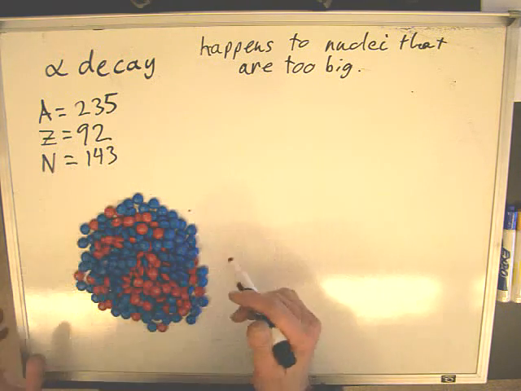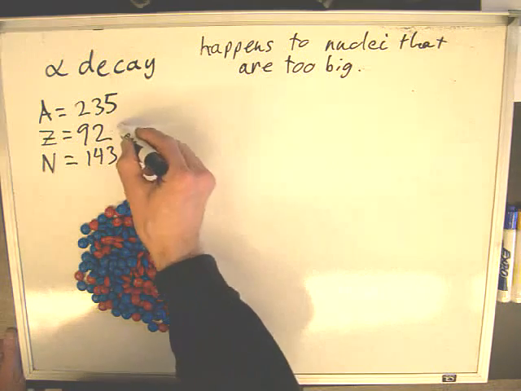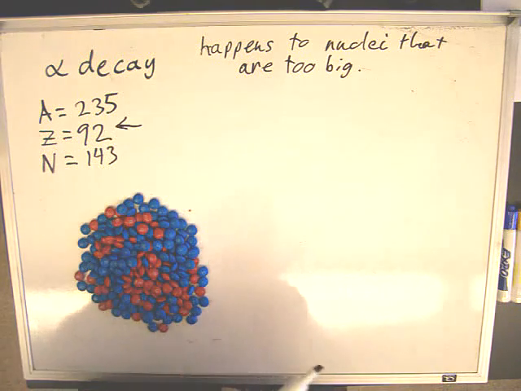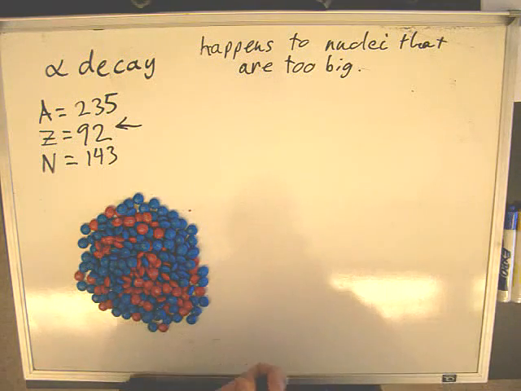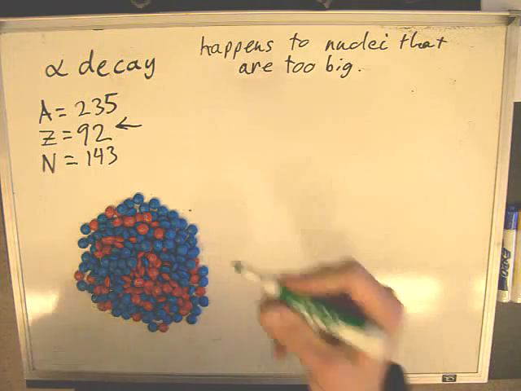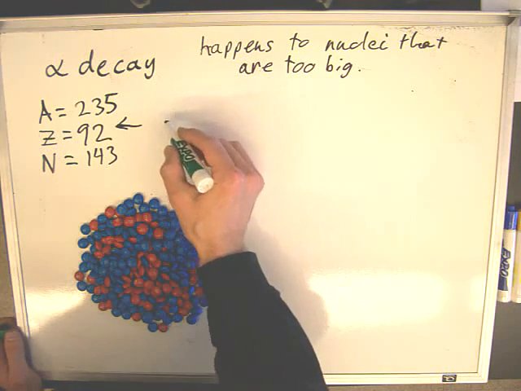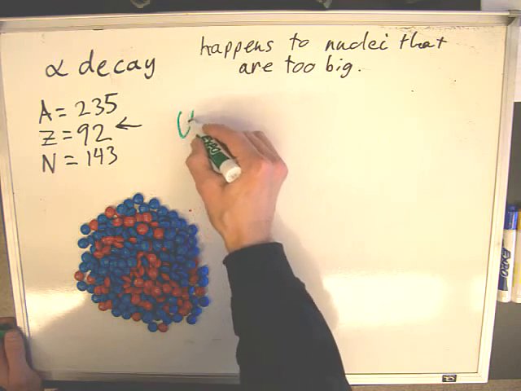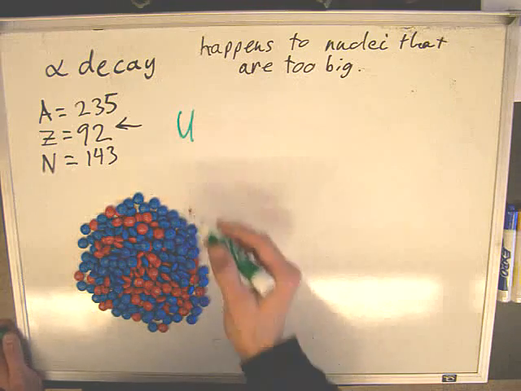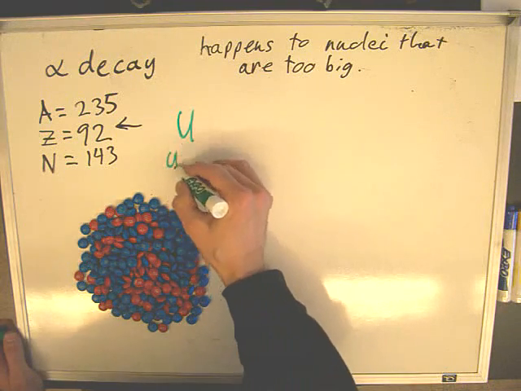Now I look up in the periodic table. The number I'm looking for in the periodic table is Z, and I find that Z of 92, that's an atomic number of 92, is uranium. U is the chemical symbol, and we call it uranium.